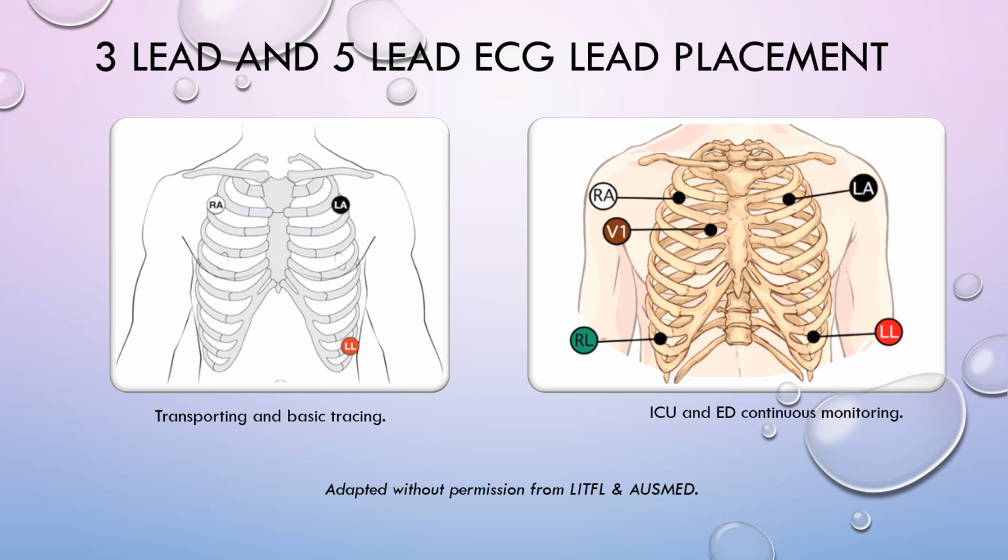The 3 leads is basically when we just need a basic tracing. We do the right arm, left arm, and then the left leg. And these tracings are not usually done for a long time. When the patient is being transported, it also comes in useful. In the ICU or emergency, when we need continuous monitoring, we're going to add on a few more leads. We'll add on V1, and then we'll add on the ground lead.